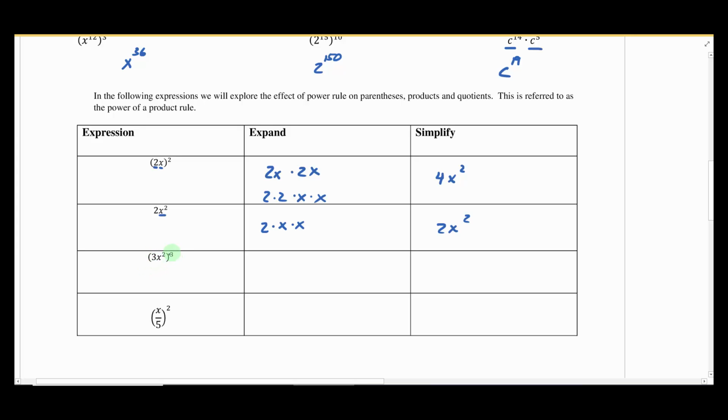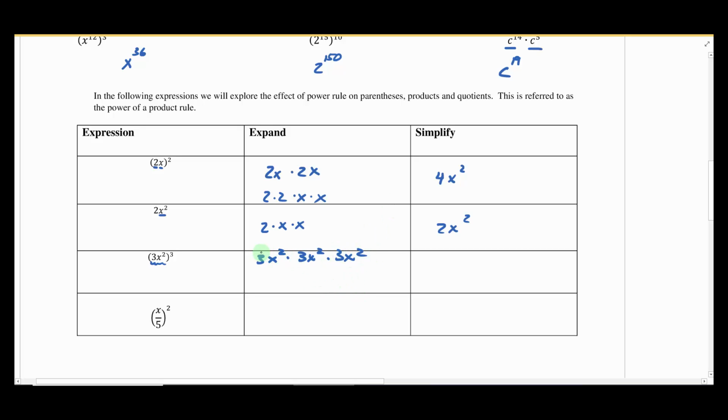Again, look at the outside exponent here. We're raising something to the third. The thing that's being raised to the third is this entire expression inside of the parentheses. So the entire parentheses is being raised to the third. So we're going to have 3x squared times 3x squared times 3x squared.